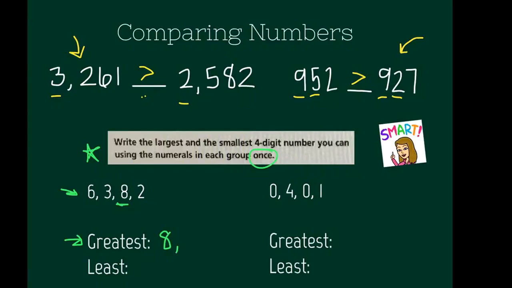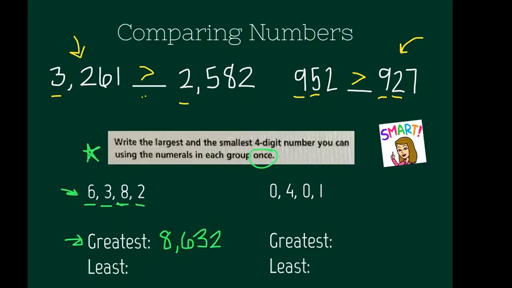Now, obviously, you're going to want the next biggest number in the hundreds place because it's the next largest place value. So 8,600. And then again, we're going to keep with that theme, keep putting the bigger numbers in front. 30. And then my last smallest number will be in my ones place, 2. 8,632 is the largest number I could make with the 4 numbers that they gave me.